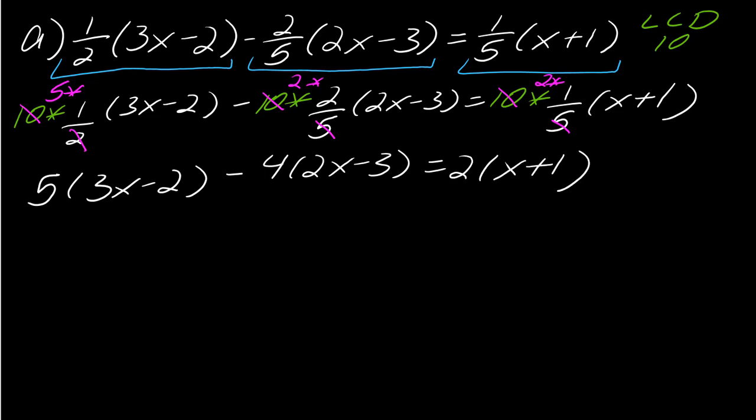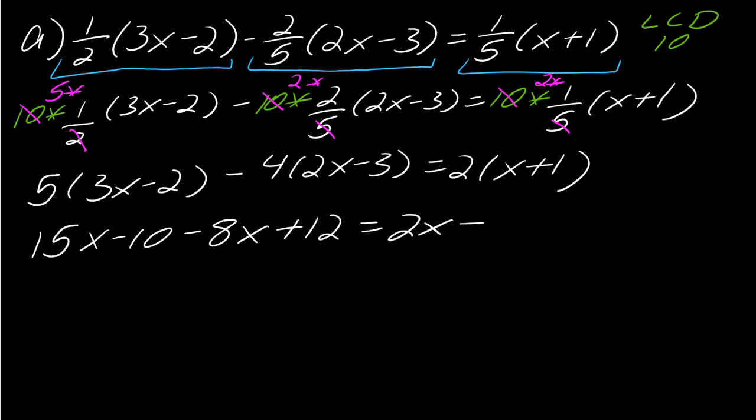Now from here I can just solve the problem like I normally would. I can distribute and go on from there. So I've got 15x minus 10. Now be careful with this next part. This is a -4. So distributing the -4 in, this becomes minus 8x plus 12 equals 2x plus 2. And then I can collect my like terms on the left side. So this is going to be 7x plus 2 equals 2x plus 2.